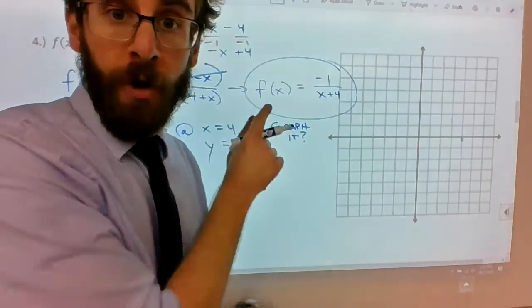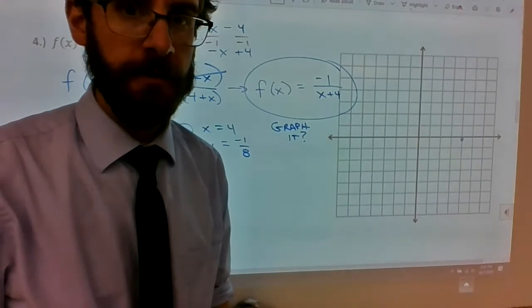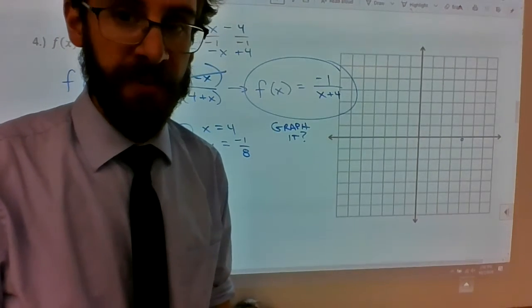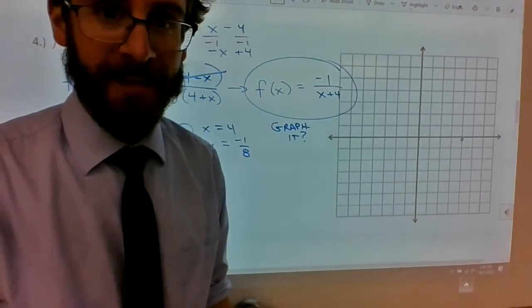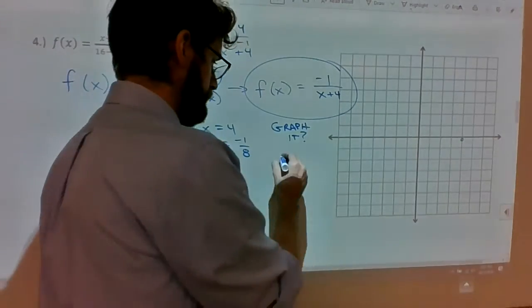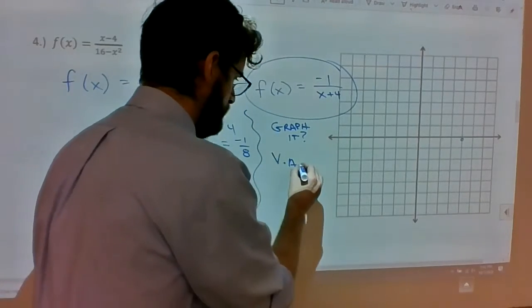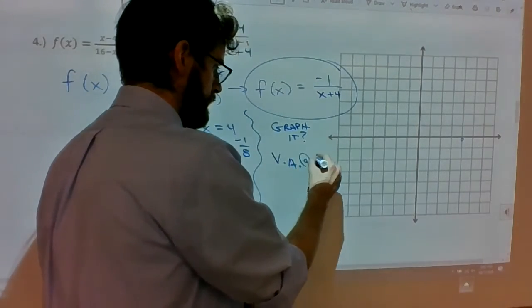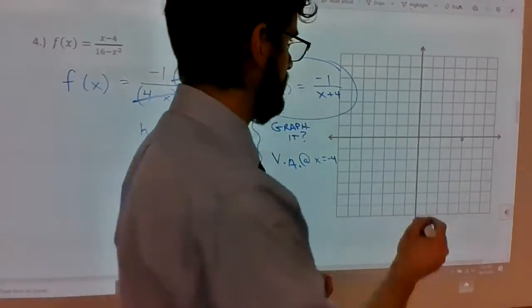So now, you're graphing that as is, as if it were something from yesterday's assignment. So now what you should be thinking is, hey, I have a vertical asymptote at -4. So you'd go left 4 and draw a dashed line vertically.